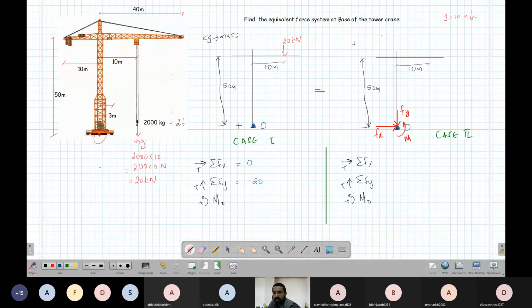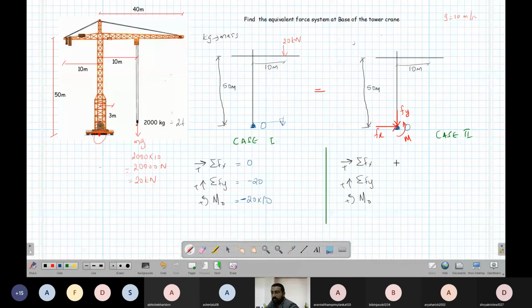Okay, the moment about O. What is it? The moment about O is 20 times the perpendicular distance. This is the perpendicular distance. If I apply the transmissibility, I can apply it here. So this is the perpendicular distance. Okay, what is the perpendicular distance? 10 meters. And what is the nature? It is trying to turn clockwise, so it is a minus.